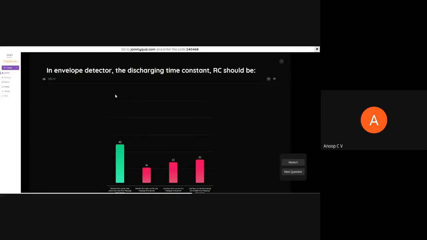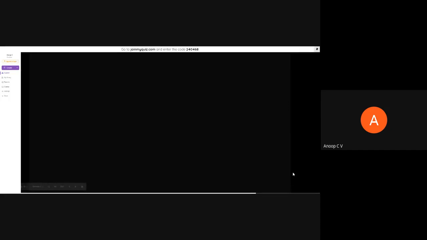So the RC time constant should be greater than the carrier time period, but the discharging should be fast compared to the message time period. If the capacitor is charged and does not discharge even when the message signal changes from positive to negative, that is not desirable. So the answer is greater than carrier time period, but less than the message time period or bit duration. That is the correct answer. 42 of you have given the correct answer. We'll move on to the next question.